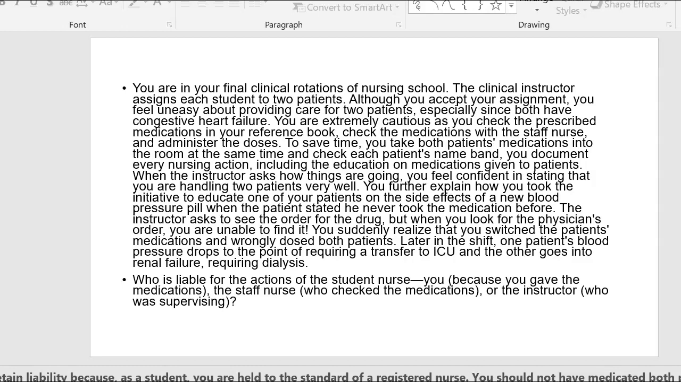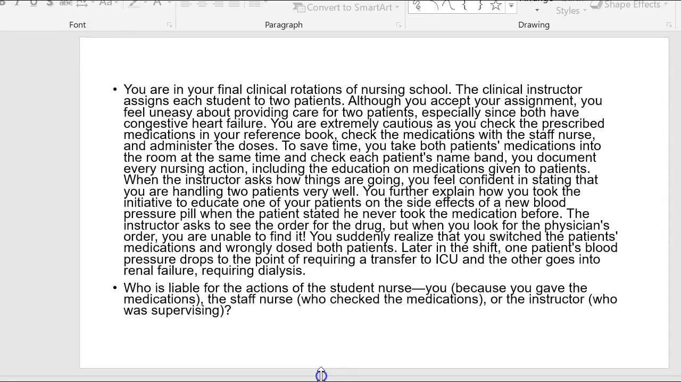Who is liable for the actions of the student nurse? You, because you gave the medications, the staff nurse who checked the medications, or the instructor who was supervising? And the answer to that is the student nurse retains liability because as a student, the student nurse is held to the standard of a registered nurse, and both patients should not have been medicated at the same time.